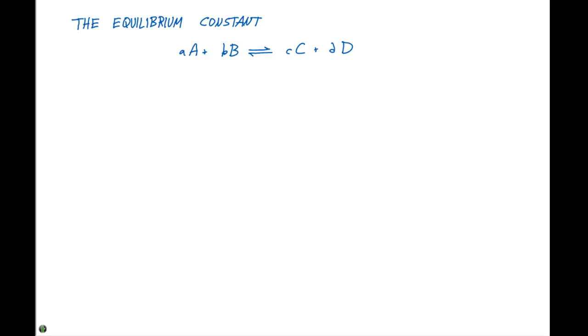In the next section, we're going to talk about the equilibrium constant. The constant is going to be a big key for us to look into whether a reaction proceeds more forward or more reverse, so whether we have more reactants or products.